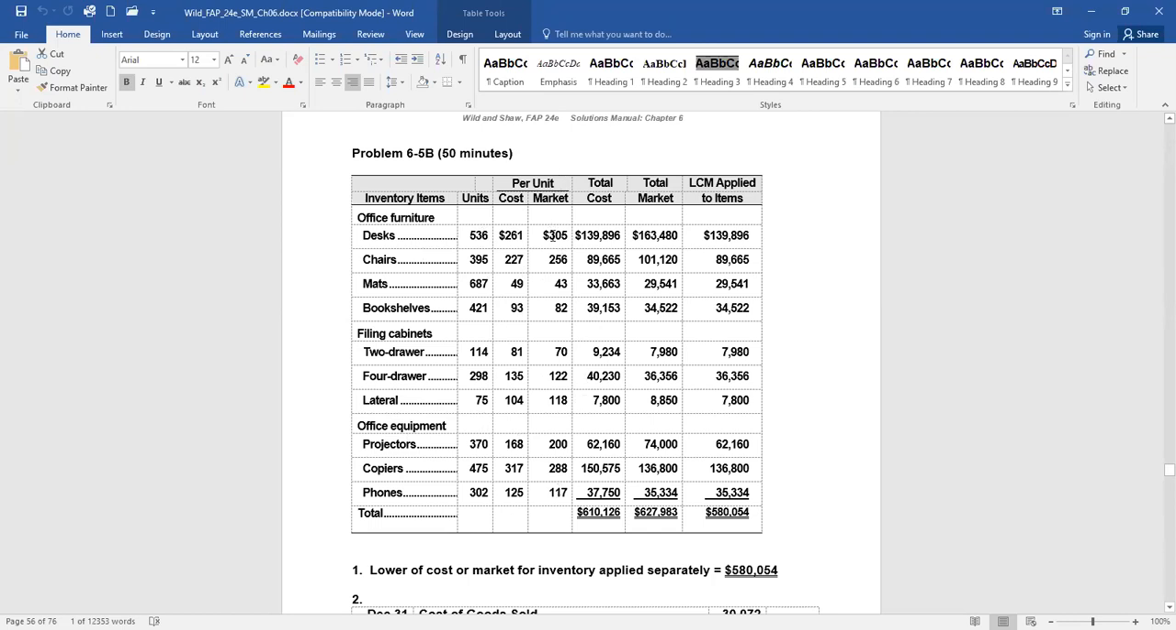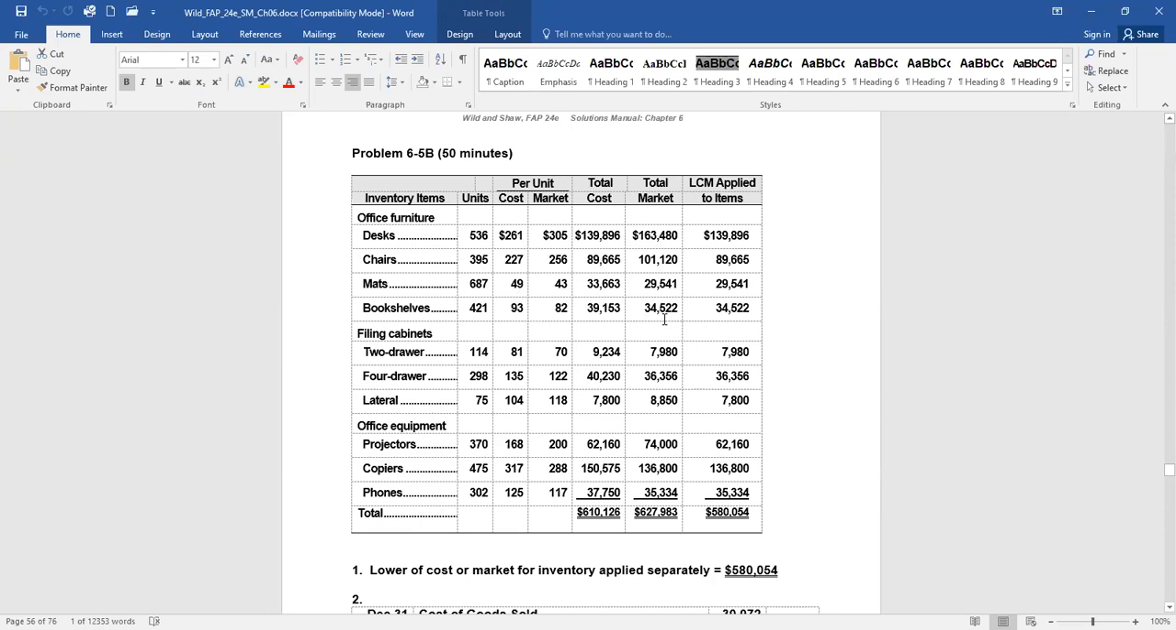Remember, market isn't what they're selling it for. Market is what it would cost them to replace on December 31st if they had to buy that desk again and put it into inventory. So we're going to multiply the units by the cost to get the total cost for each item, the units by the market to get the market value for each item. And that's what you do for the chairs also, and the mats and the bookshelves.